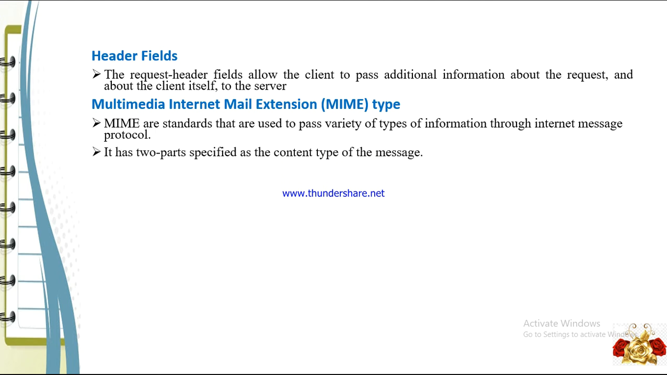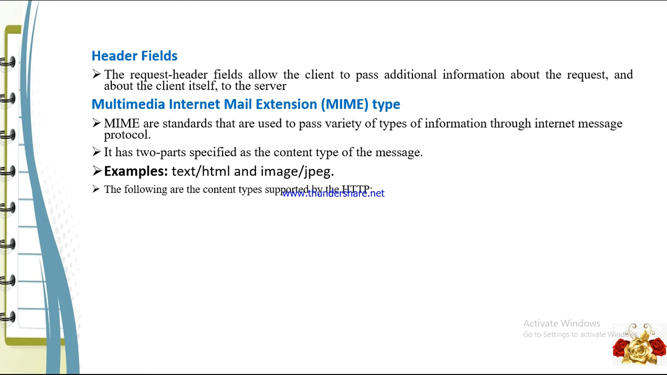MIMEs are the standards that are used to pass a variety of types of information through internet message protocols. There are two parts specified in the content type message. For example, text by using HTML, and image through the JPEG format. The following are the content types supported by HTTP. So what are the content types used in HTTP?